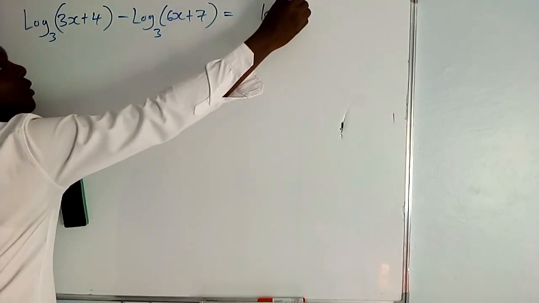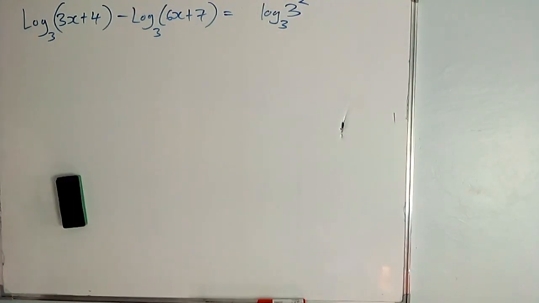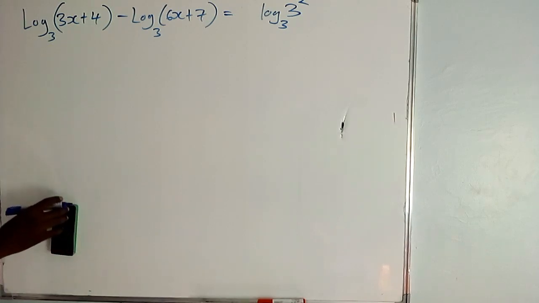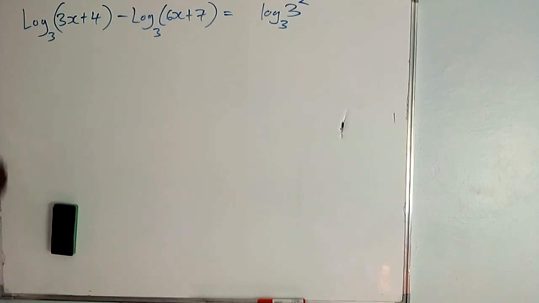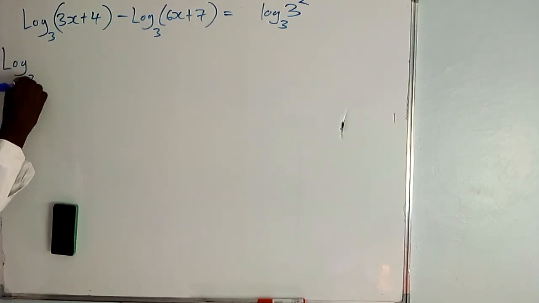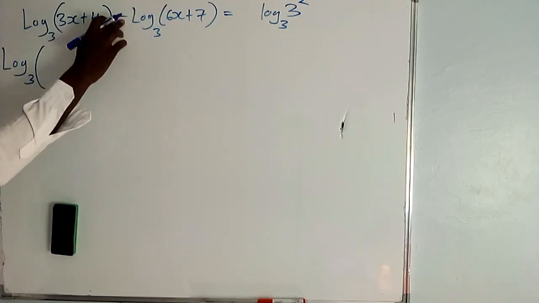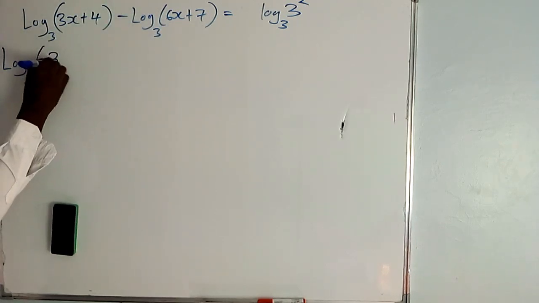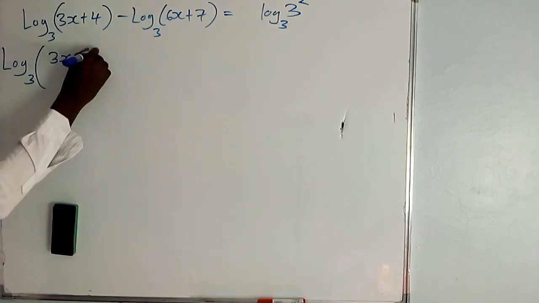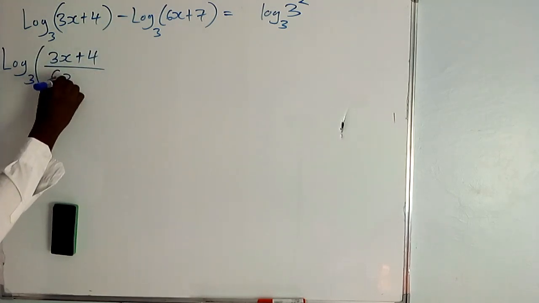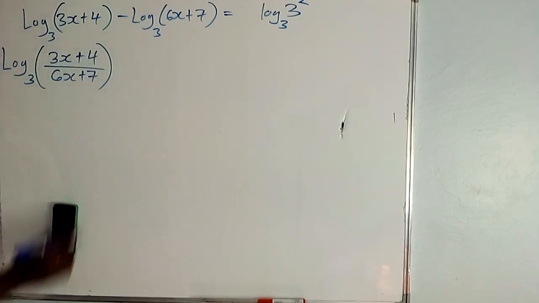If you look at that, 3 raised to power 2 is 9. So what happens here? On the right hand side, it is like a logarithm to base 3 was introduced on both sides of the equation. If a logarithm to base 3 was introduced on both sides, you remove it outside, and then you go back to the original problem. Meaning the original problem was 3x plus 4 over 6x plus 7.